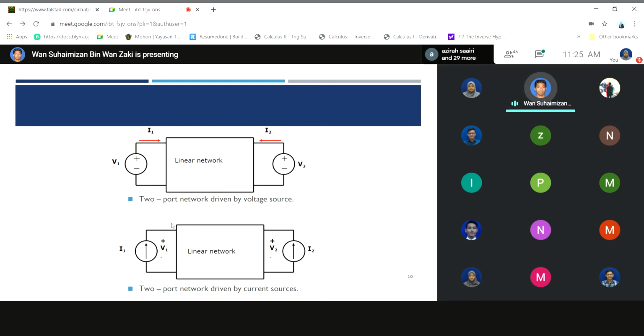For the two-port network, you need to represent the left-hand side with V1, I1, and the right-hand side as V2, I2 for the output port. This is the sign convention: V1 is positive and negative, V2 also positive and negative. This is the standard sign convention before we go through the analysis of the two-port network.